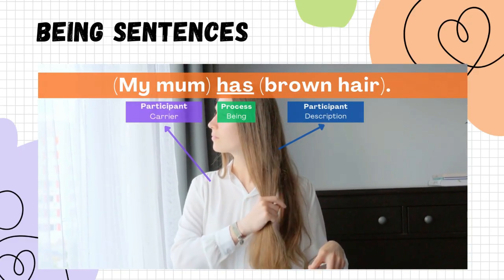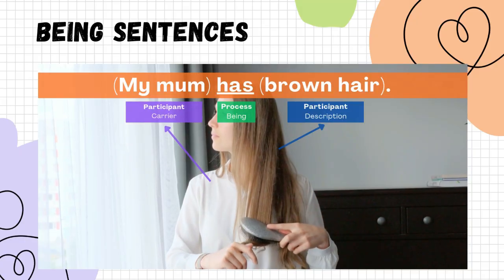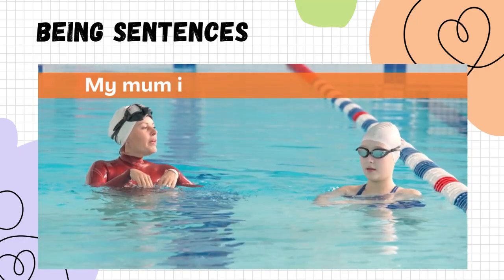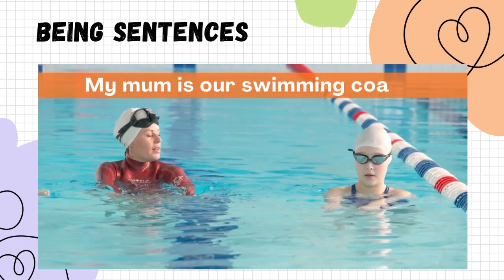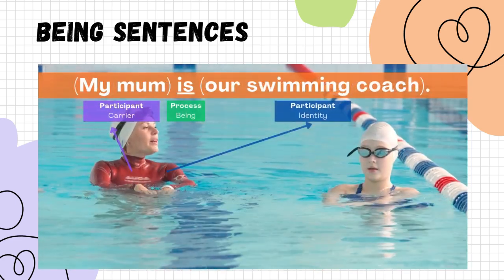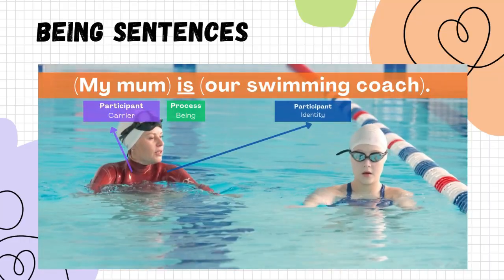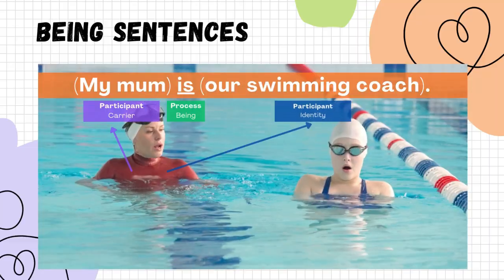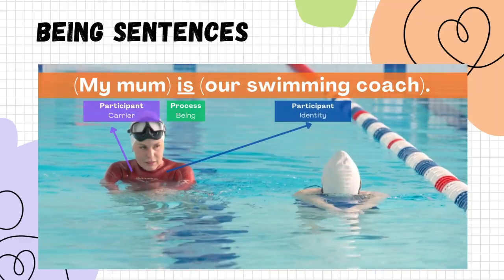Let's look at one more example, but this time with an identity as the second participant. My mum is our swimming coach. This is very similar to the previous clause, except this time the second participant, in this case our swimming coach, isn't really describing my mum, but rather singling her out or identifying her as the coach.